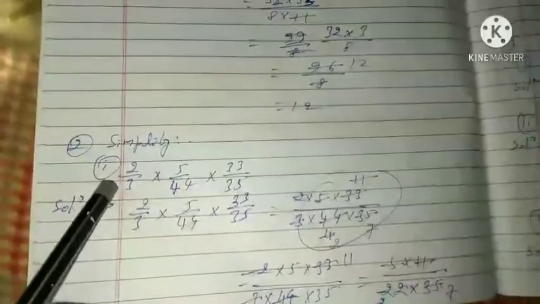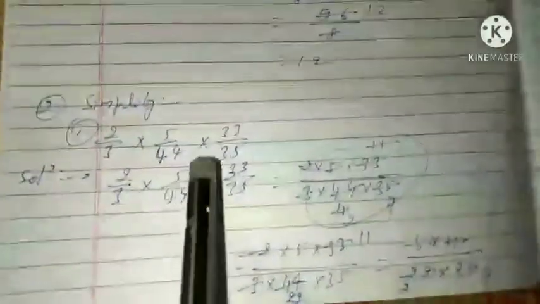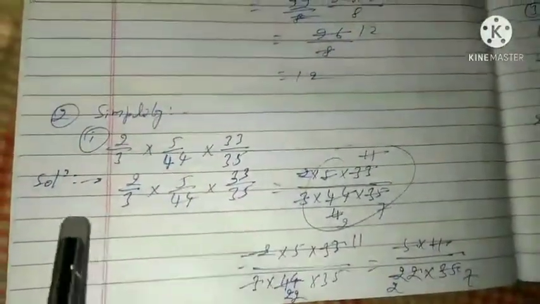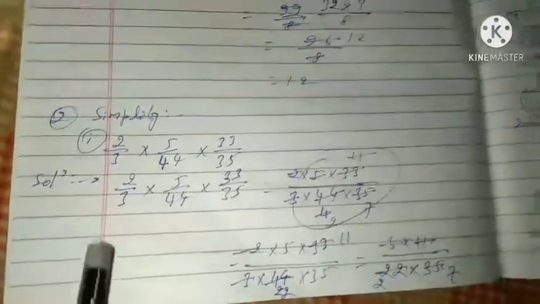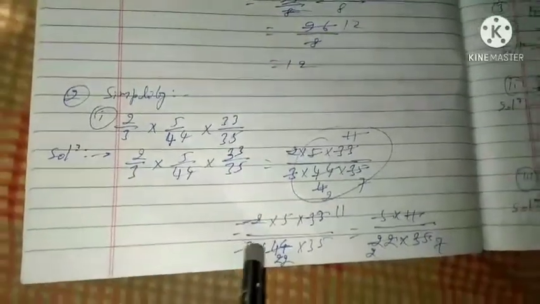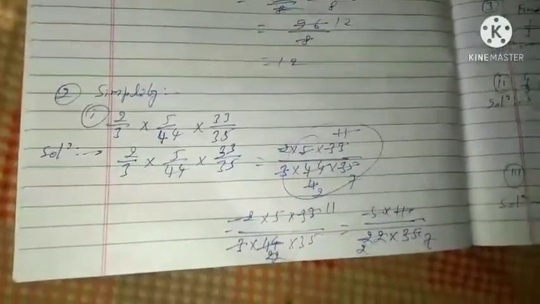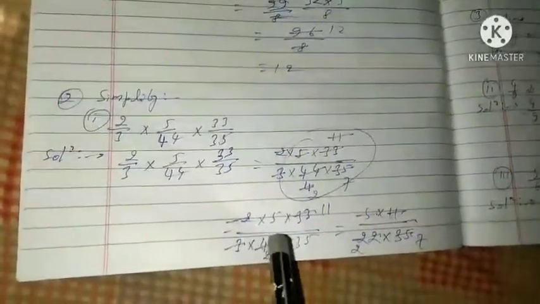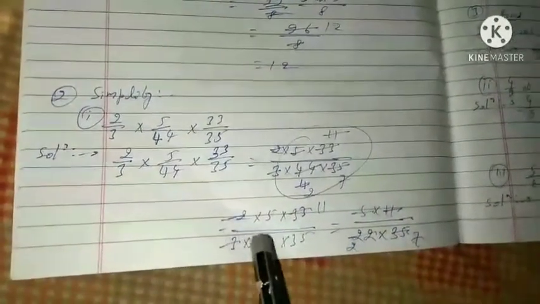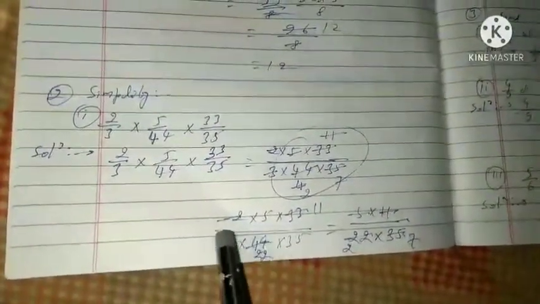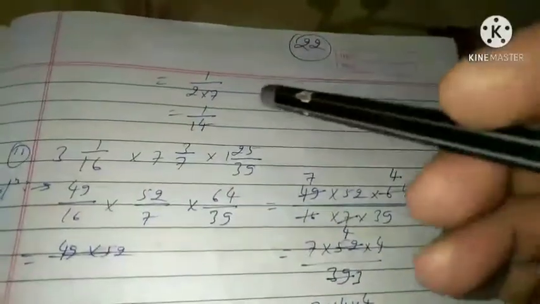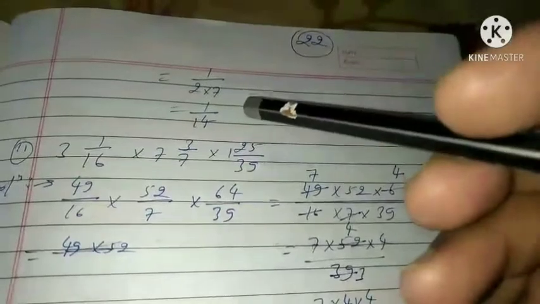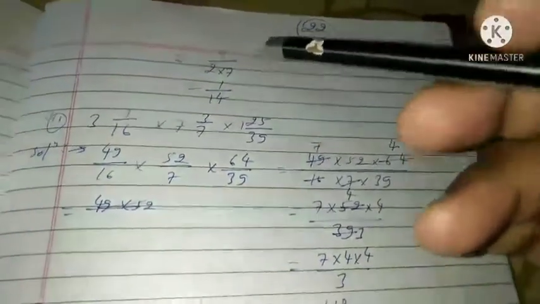Now moving to the next question. This question is about simplification: 2 by 3 multiplied by 5 by 44 multiplied by 33 by 35. All you have to do is multiply the numerators with numerators and denominators with denominators. After multiplication, if you find that two numbers have something in common, then you can easily cancel them out and convert them to the simplest form. Once we do that, we get the answer as 1 by 14.